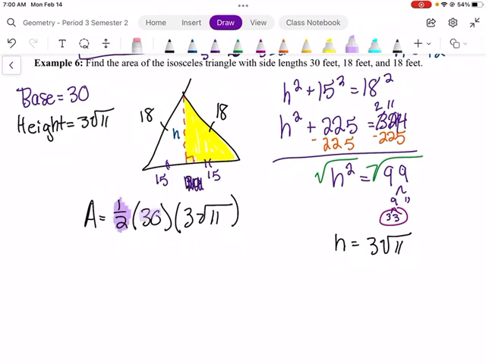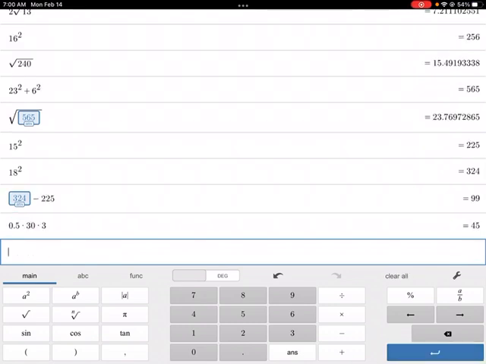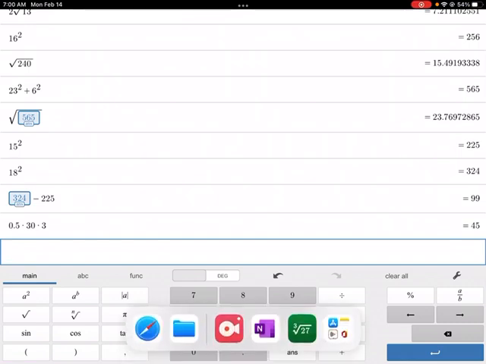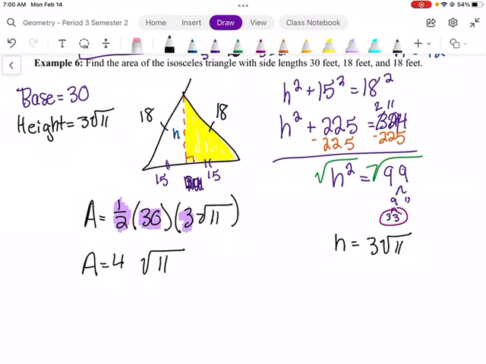So I'll show you what that looks like on a calculator. So 1/2 we know is 0.5 times 30 times 3. So we're just going to multiply those three numbers together and we will get 45. So your answer is going to be 45 square roots of 11, and this is going to be feet squared. So unless they tell you to round, you should be giving exact answers on your homework, on quizzes, and on tests.